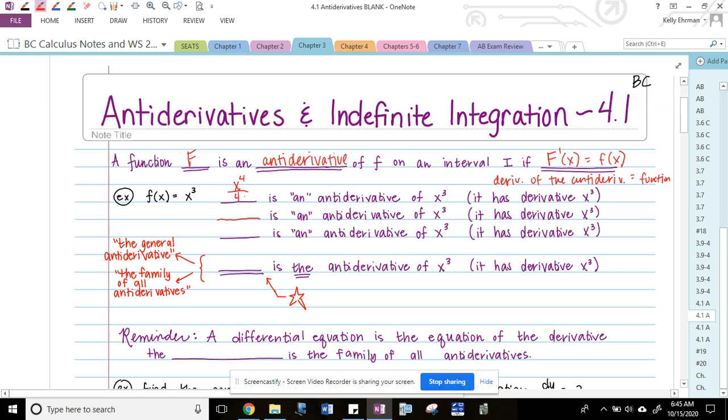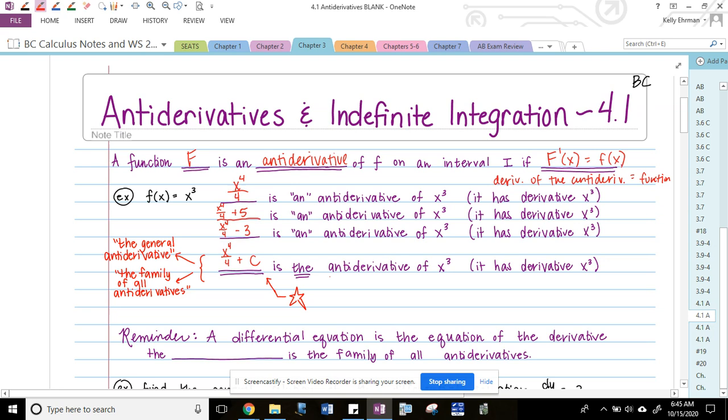I could take that same term, x to the fourth divided by 4, and add 5 to it, because the derivative of the first term is still x to the third, and the derivative of the constant term is 0. Or I could say x to the fourth over 4 minus 3. That again would give me x to the third. So in general, the general solution to the antiderivative of x to the third is x to the fourth divided by 4 plus any constant c.